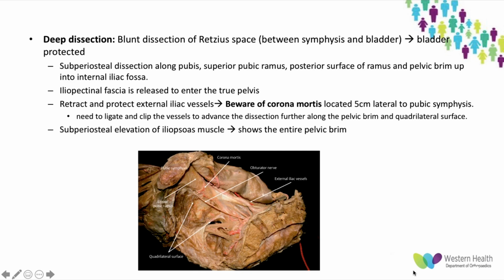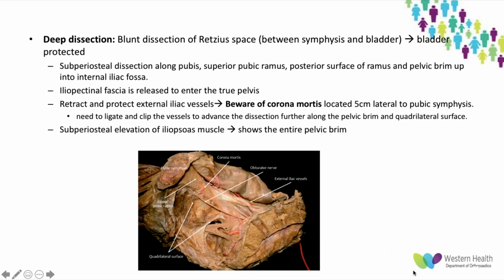The deep dissection involves the blunt dissection of the retropubic space between your symphysis and the bladder, subperiosteal dissection along the pubis, the superior pubic ramus, posterior surface of the ramus, and the pelvic brim up to your internal iliac fossa. The iliopectineal fascia is then released to enter your true pelvis. You then retract and protect your external iliac vessels, and one of the advantages of this approach is that you are dissecting underneath the external iliac vessels instead of the ilioinguinal approach where you dissect in between. But you still have to be very cautious of the corona mortis in this approach as well.